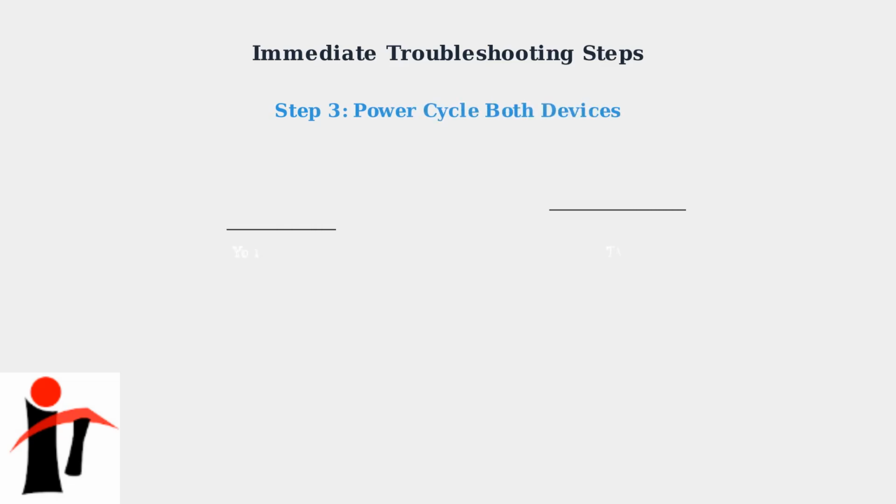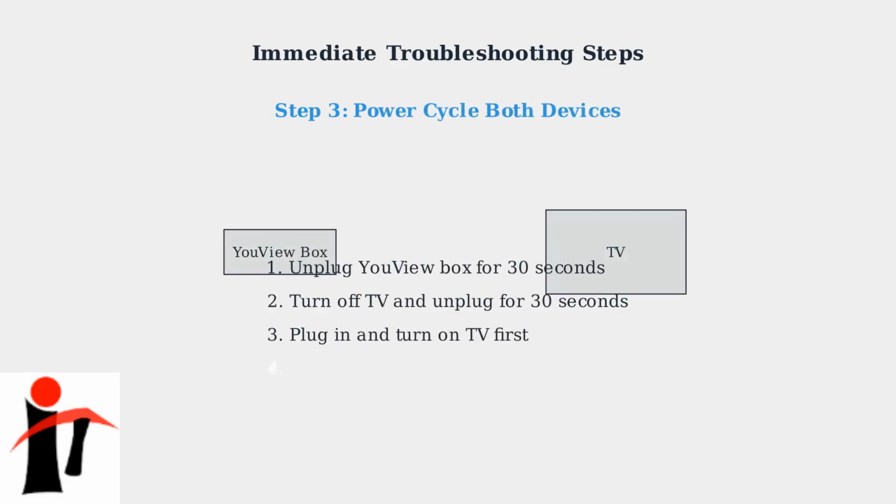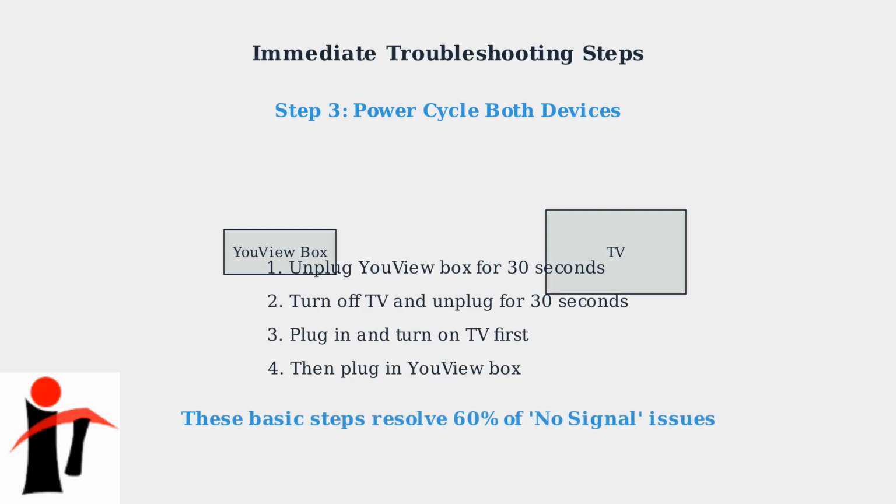Finally, perform a power cycle of both devices. Unplug the YouView box for 30 seconds, then turn off and unplug your TV for 30 seconds. Turn on the TV first, then plug in the YouView box. This resolves temporary glitches in about 25% of cases. These three basic troubleshooting steps resolve approximately 60% of all no-signal issues. If your problem persists after trying these solutions, you'll need to investigate signal strength and HDMI settings in more detail.